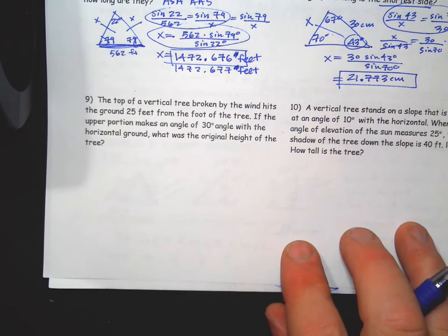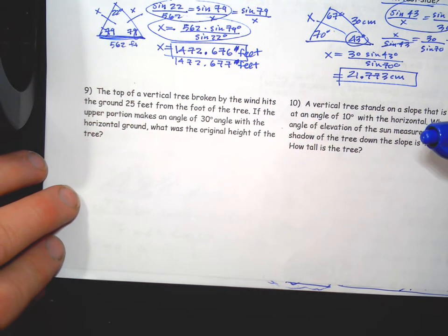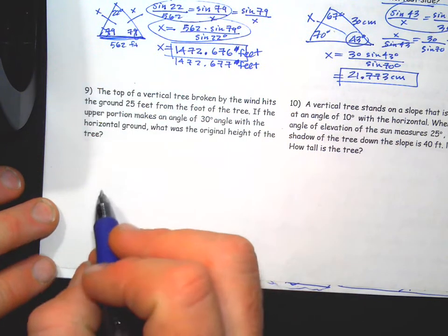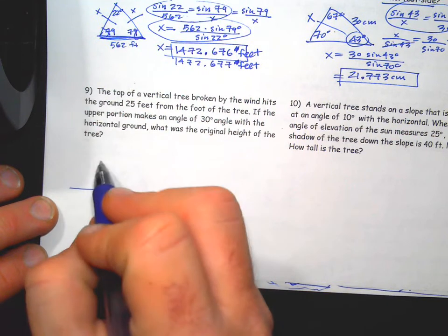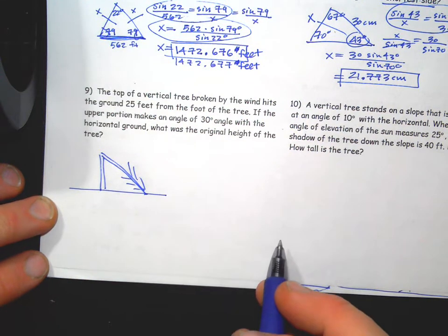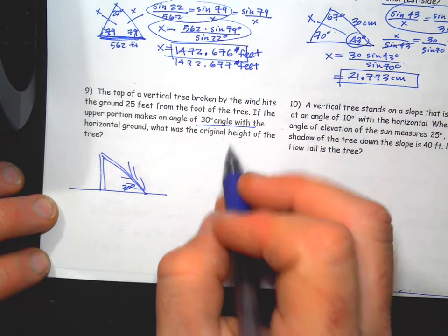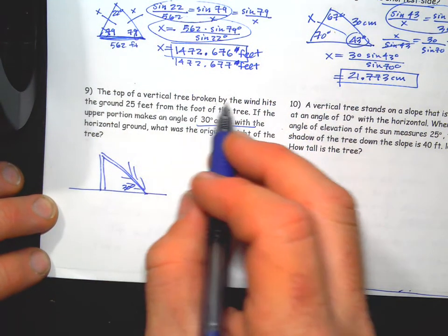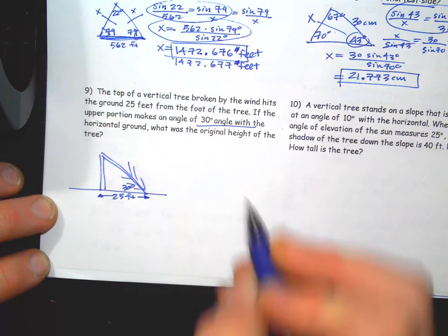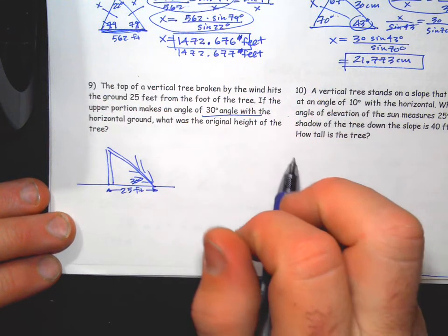The top of a vertical tree broken by the wind hits the ground 25 feet from the foot of the tree. If the upper portion makes an angle of 30 degrees with the horizontal ground, what is the original height of the tree? Okay, let's see if we can imagine this. You have the ground, you have a tree, and it got broken down, right? Now, if it had totally fallen on the ground, then you wouldn't have this 30-degree angle they're talking about. The top of a vertical broken tree hits the ground 25 feet from the foot of the tree. So that's what that is. You got to draw a good picture for this. Otherwise, I don't know. How are you imagining this? What is the original height of the tree?